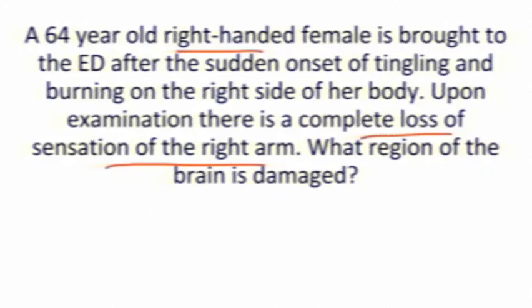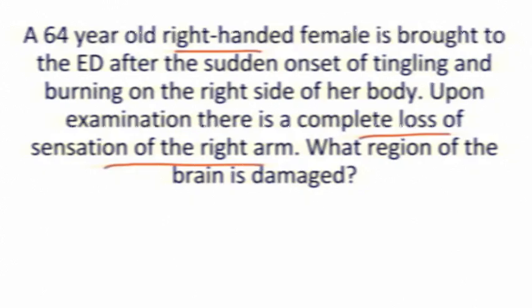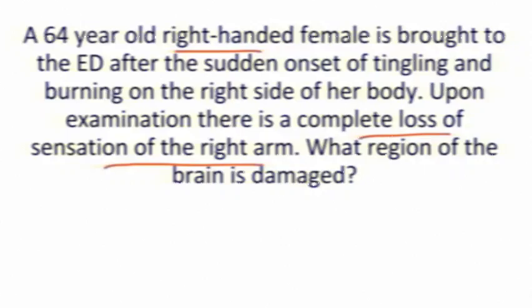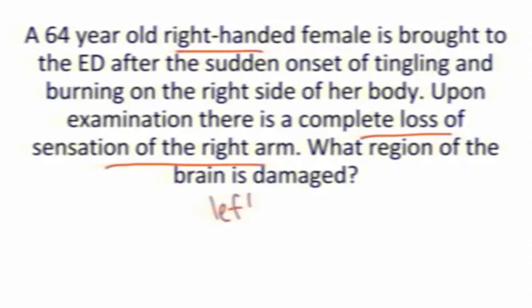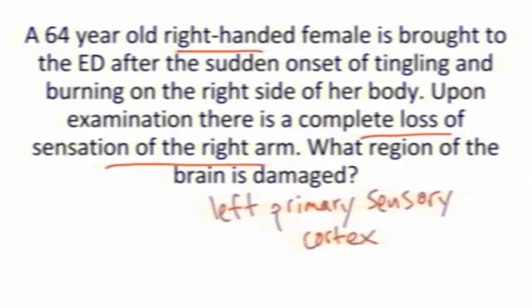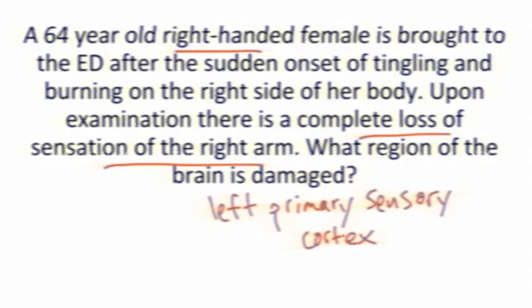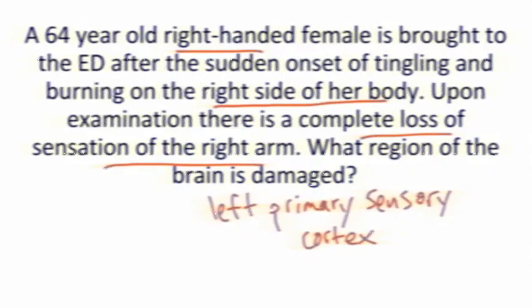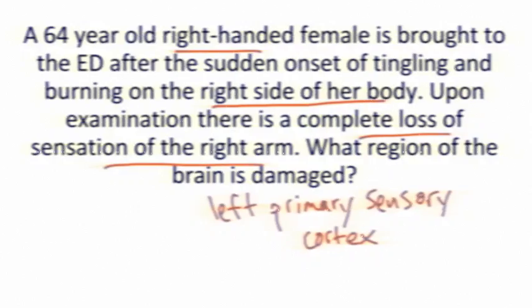Because this patient is experiencing sensory deficits on the right side of the body, we can deduce that the left parietal lobe must be involved, specifically the left primary sensory cortex of the parietal lobe. So left primary sensory cortex. Remember, all sensory and motor information crosses over to the opposite side of the body. So if the right side of the body is affected, then we know that the left side of the brain must be involved. Okay, let's extend this question a little more.